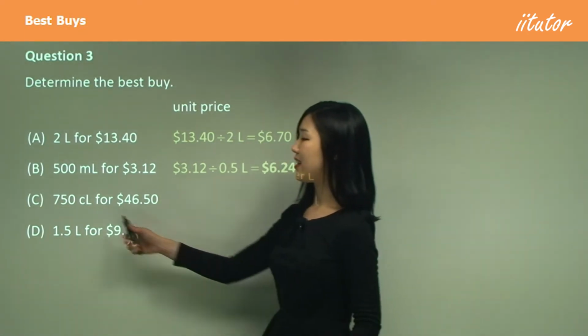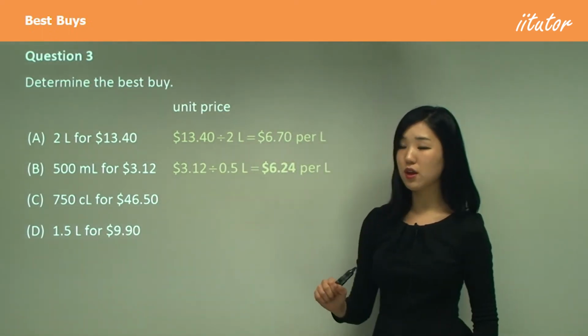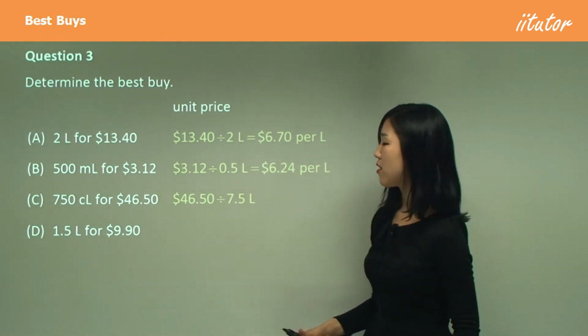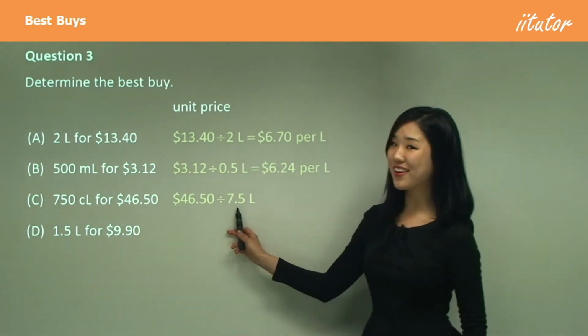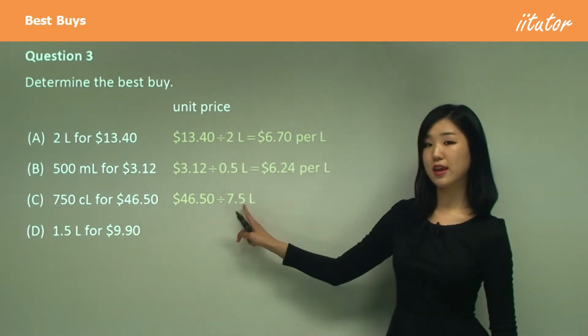So this time, centiliters. We know that centi means 100. So 750 would simply be 7.5. Again, you should be very good at this. I divided the 750 by 100 and got 7.5. So you divide your price by the number of units in liters.